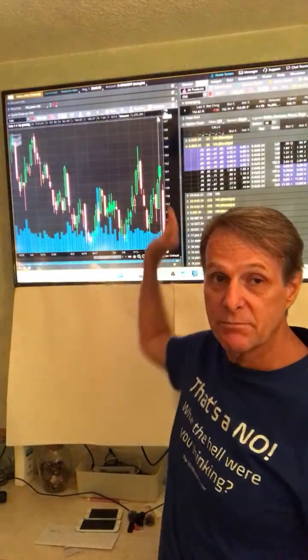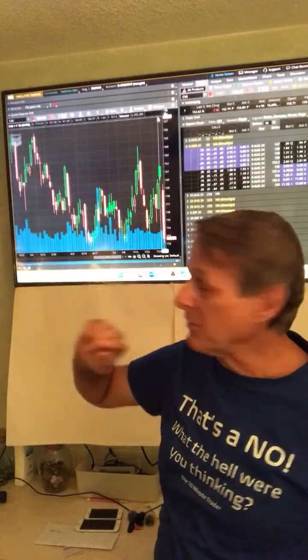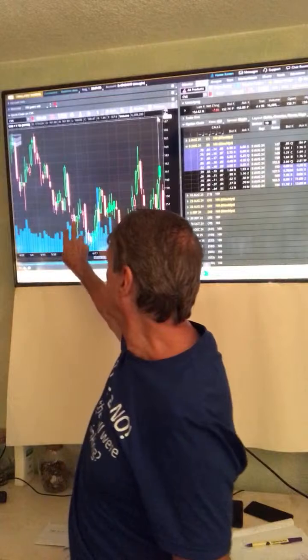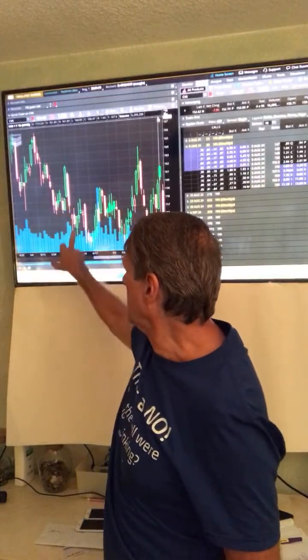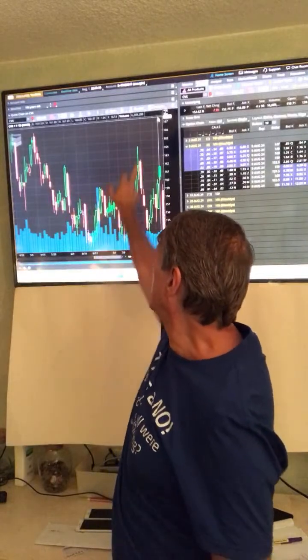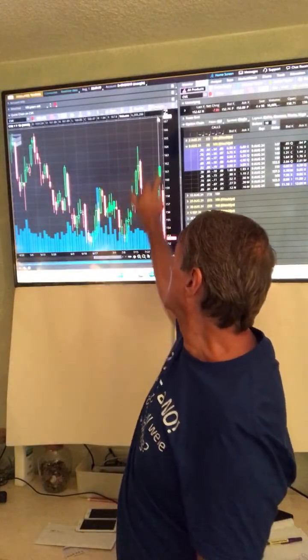Where's it going next? More than likely it's going to go up. But look at the time frame: 2 weeks, 2 weeks. That's a week, that's a week, that's a week. 2 weeks, 2 weeks, 2 weeks. That's a distinct pattern.